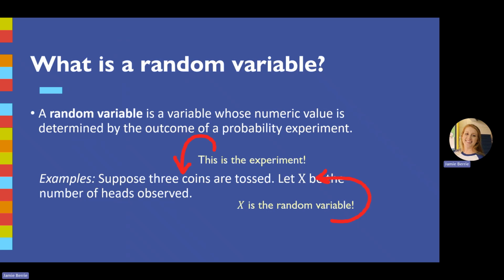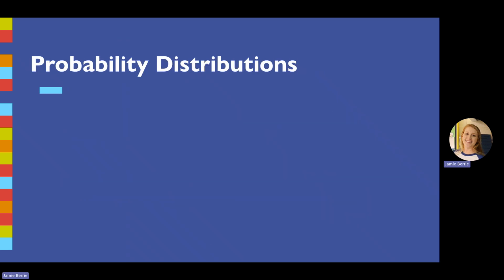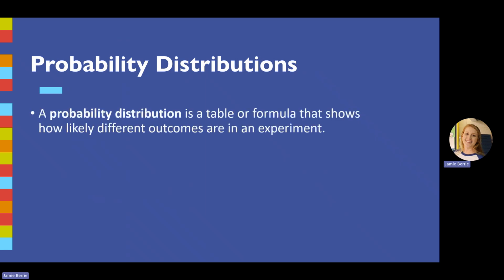Right, so another word that you heard me use was probability distributions. So let's talk about what a probability distribution is. A probability distribution is just a table or a formula that shows how likely different outcomes are in a given experiment. So it's just a way of finding the probability. So probability distributions might be displayed in tables. That's what we're going to see in this section. And then in the next section, we're going to see how we can use a formula to find those probabilities.